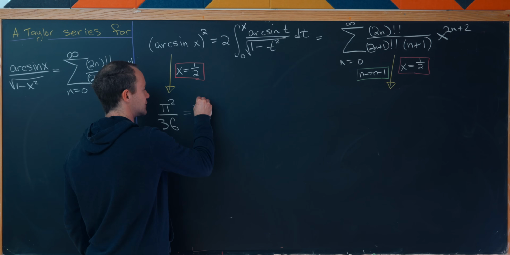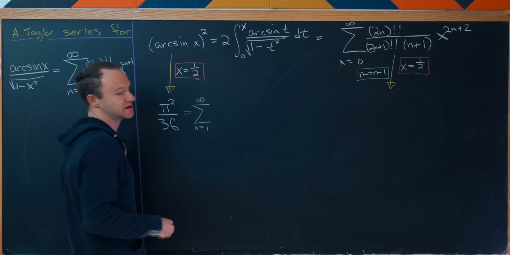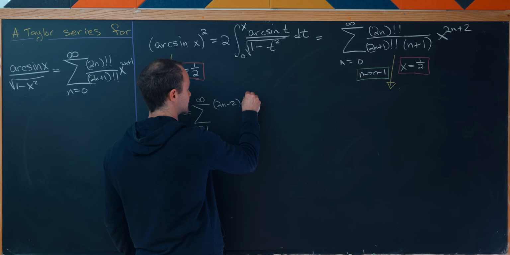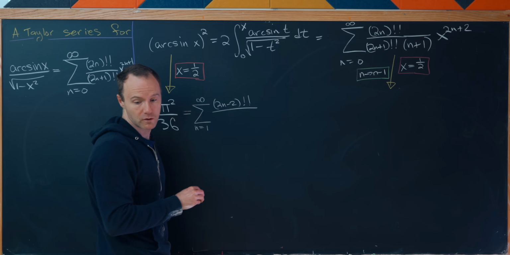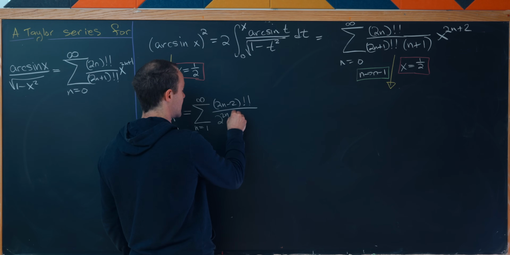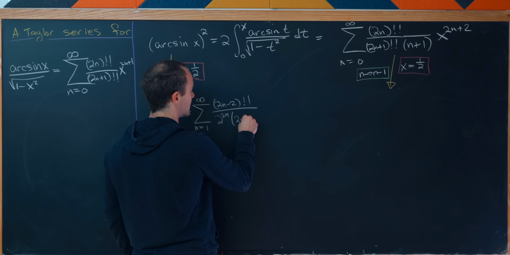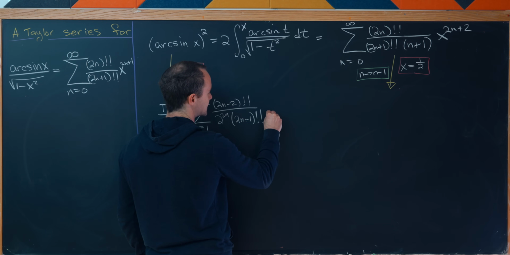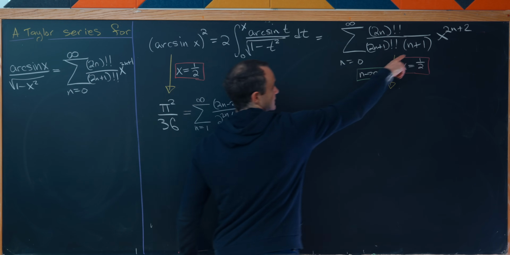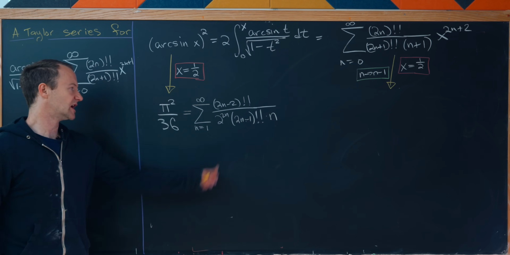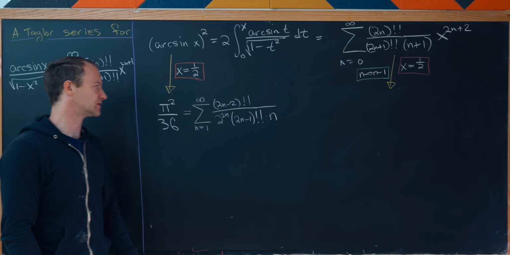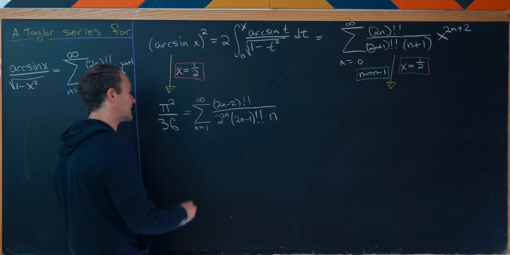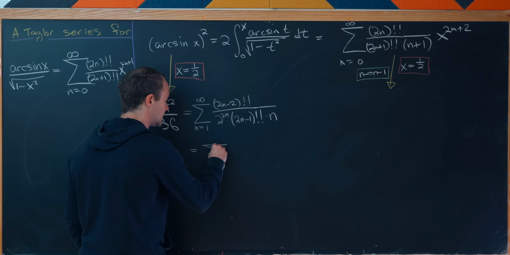So here I have the sum as n goes from 1 to infinity. The index change means we start at 1. And then we have 2n minus 2 double factorial because of the index change over 2 to the 2n times 2n minus 1 double factorial because of that index change, and then times n. So this n comes from this n plus 1 after the index change, and then I've got 2 to the 2n instead of 2 to the 2n plus 2 for that same index change reason. And now we're going to start some simplification on this thing, and it'll just be a lot of clever rewriting.